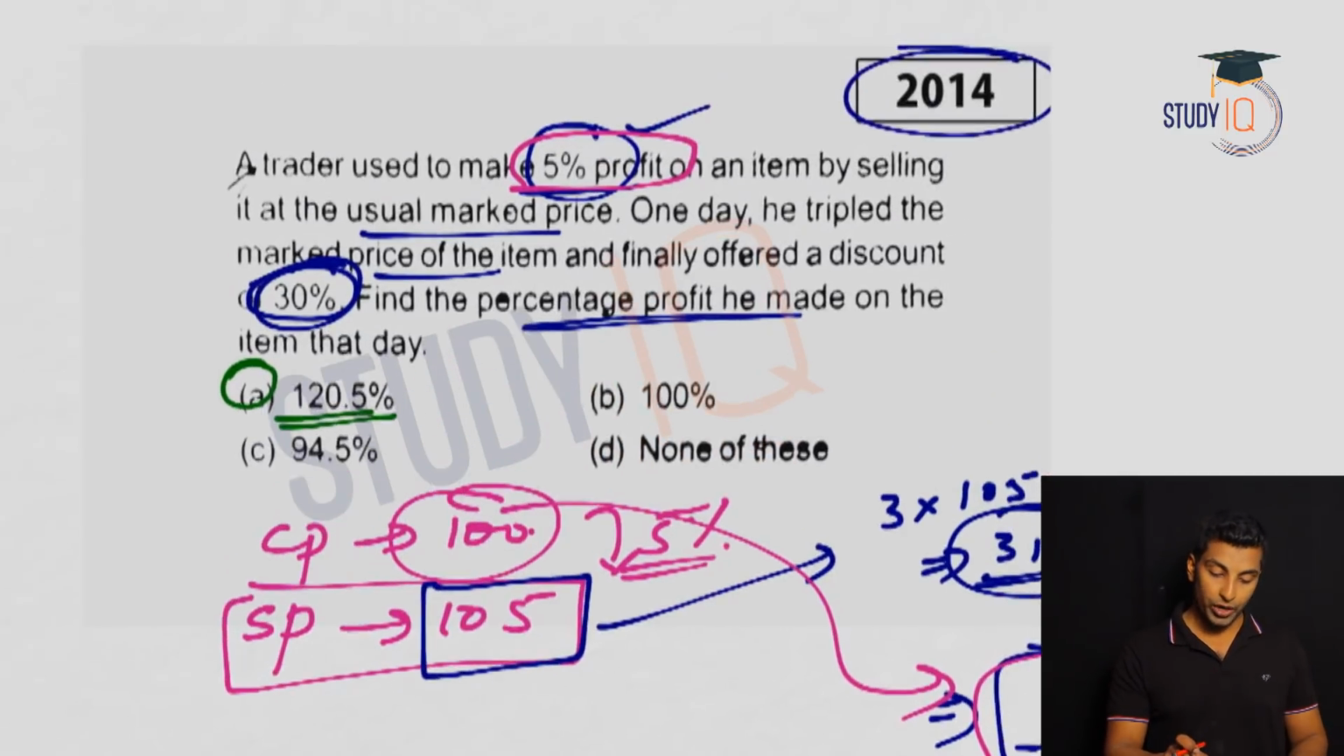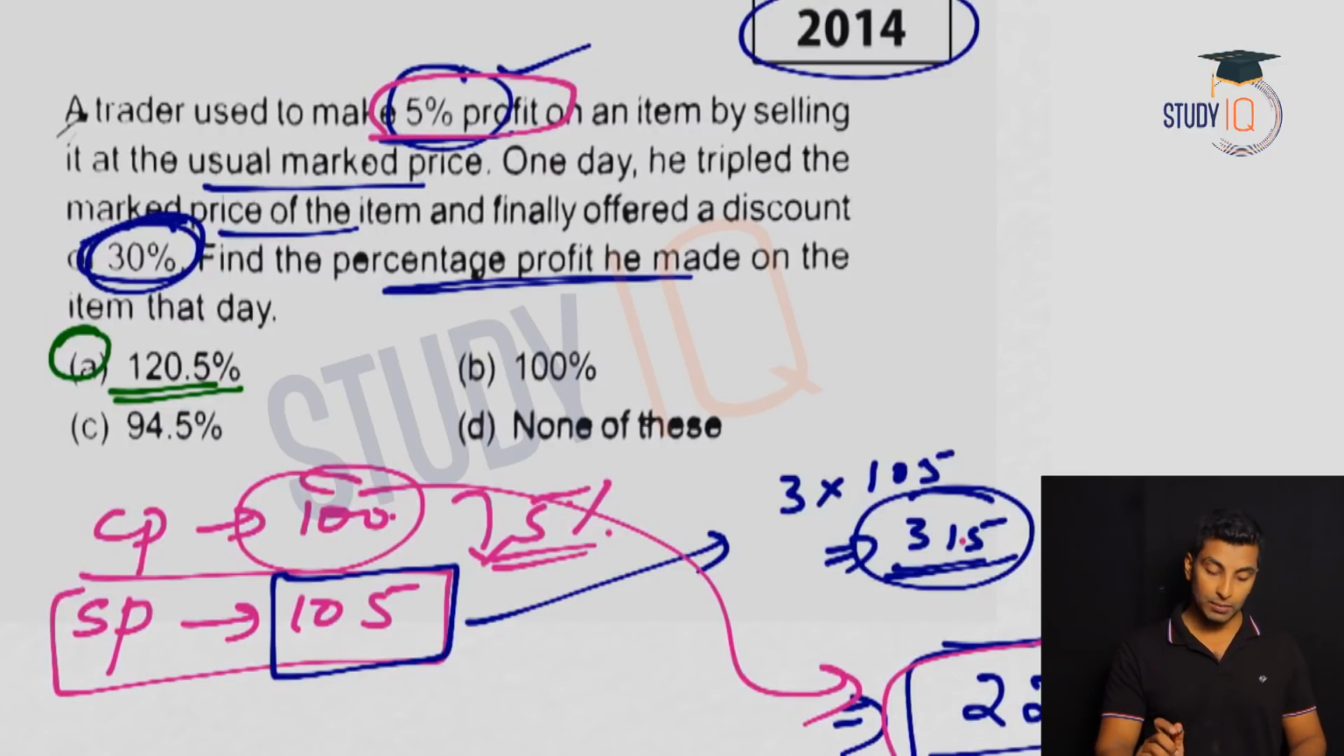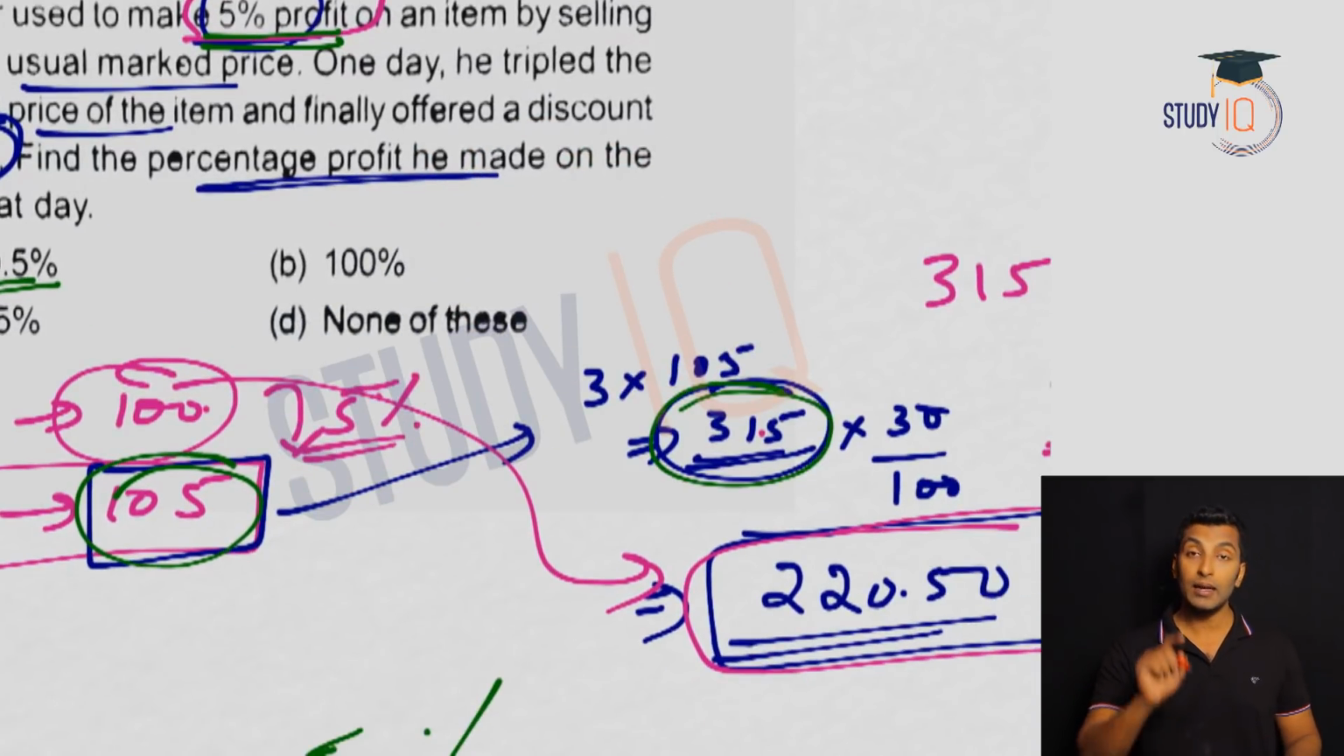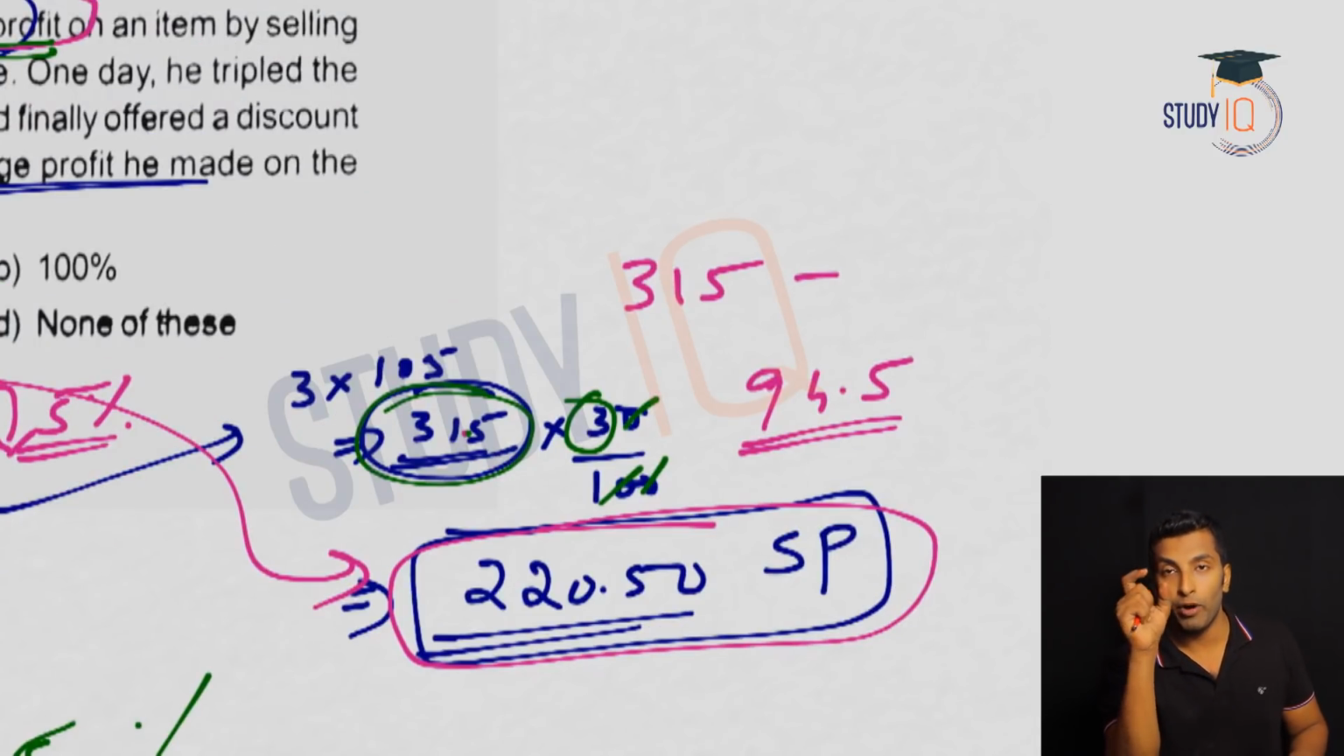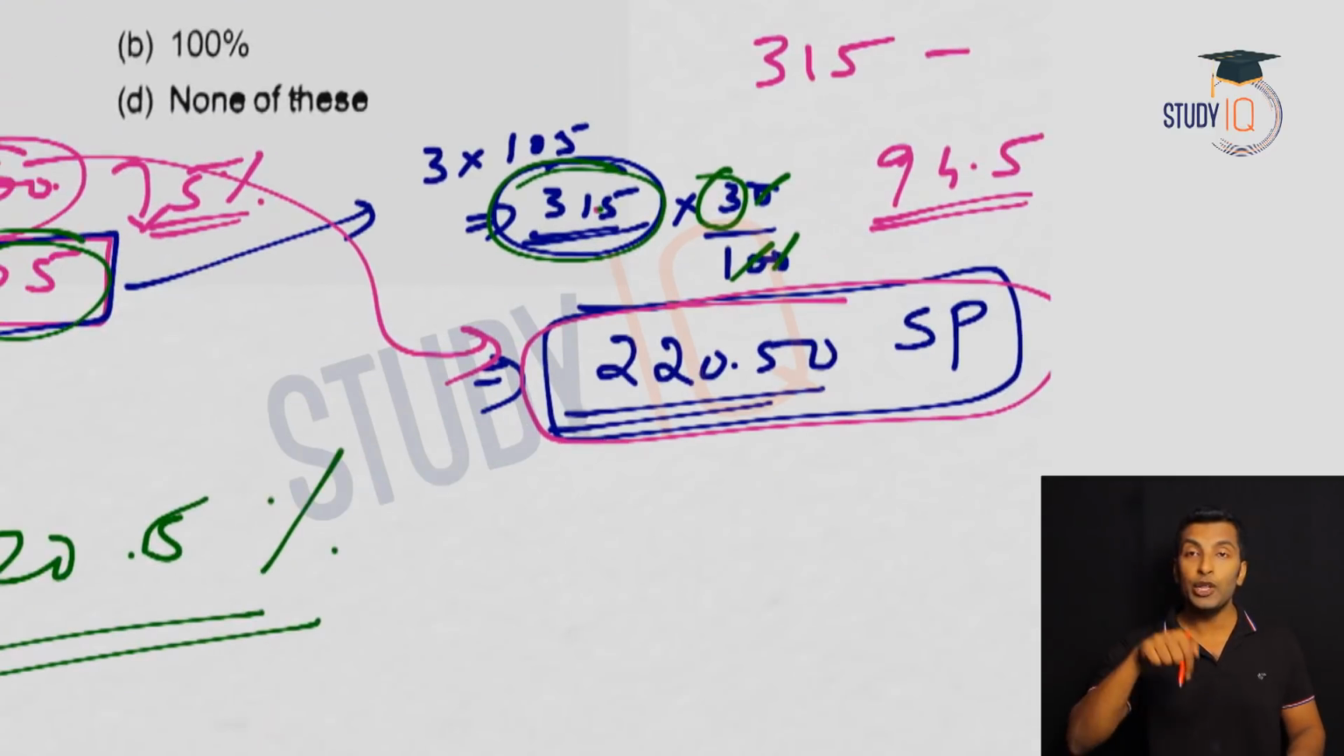Very easy question. What you need to do is, in this kind of question, always make an assumption. Cost price is 100, so normally the selling price is 105. On that day, it is 3 times, so 315 is the marked price. But unlike other days, he is giving a discount of 30%. So what is 30% of 315? This 0 and this 0 get cancelled out, so it becomes 31.5 into 3. 31 into 3 is 93, 0.5 into 3 is 1.5, so 94.5. Now when you subtract 94.5 from 315, you get 220.5. So 220.5 was the new selling price.